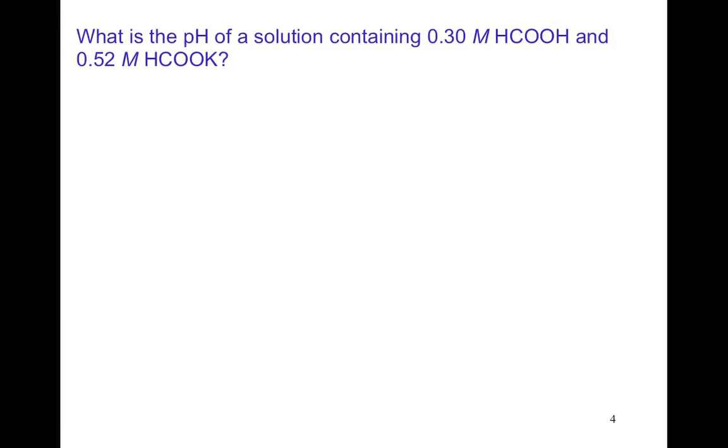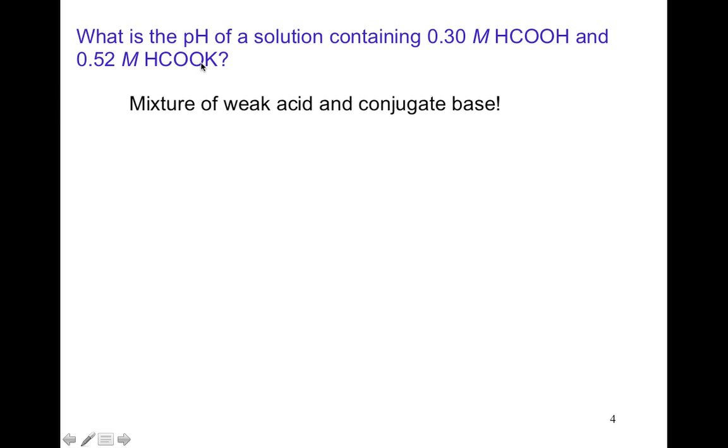All right. What's the pH of a solution containing 0.3 molar HCOOH and 0.52 molar HCOOK? This is a great example of one where we have a concentration of a weak acid, which we know will ionize to give a conjugate base, and then we have a different concentration of a salt. This will break into K+, which won't affect our pH, and HCOO- ions, which of course will be on the other side of the equation. So we're mixing a weak acid, and we're mixing its conjugate base.